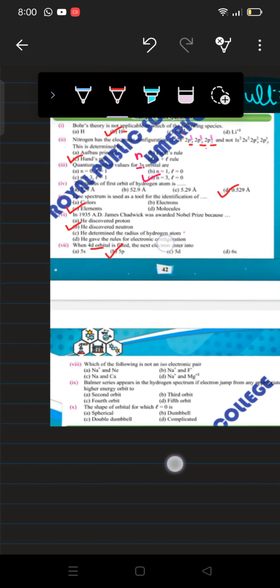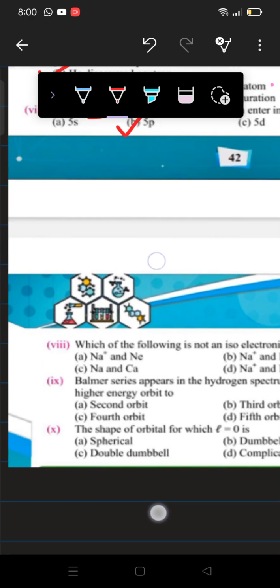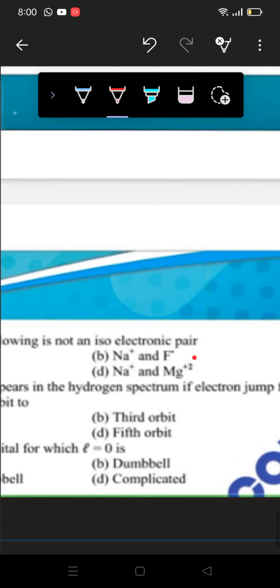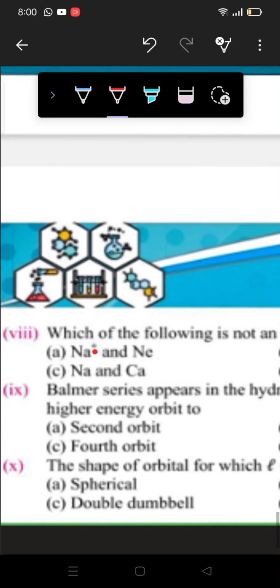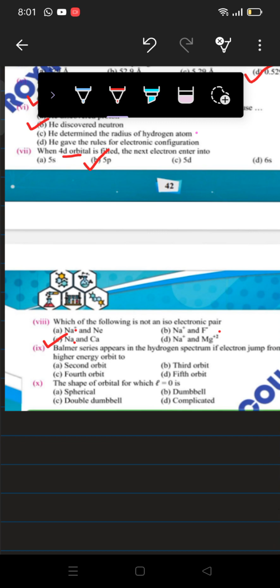Now let's read the 8th one. Which of the following is not an isoelectronic species? Iso means same electrons, right? Sodium has lost 1 electron, which means now it has 10 electrons, and neon has 10 electrons as well, which means they are an isoelectronic pair. Let's see this. Sodium again has lost 1, so it has 10. Fluorine has gained 1 electron, so it has 10 as well. So 10 and 10, again isoelectronic species. Sodium has 11 electrons. Calcium has, I guess, 19 electrons, right? I'm not sure about it, but yes, they are not isoelectronic species. So yes, this answer is correct, right? They have asked us which is not an isoelectronic species, so they are not isoelectronic species.